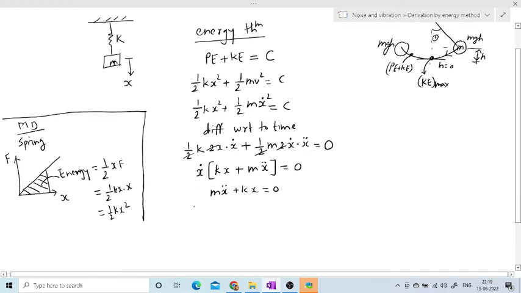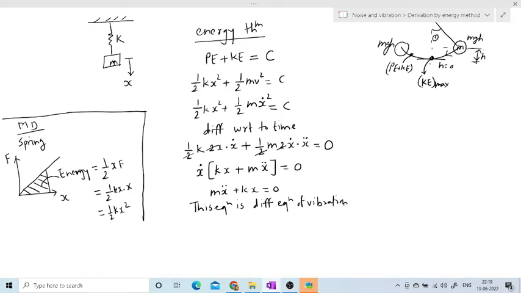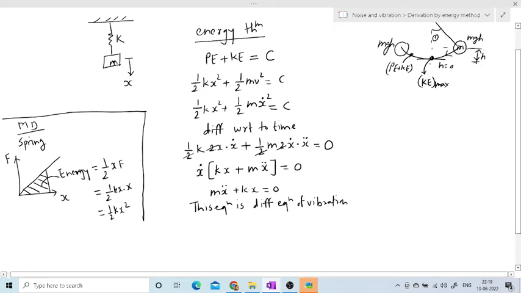So this equation is the differential equation of vibration. As in the derivation they have mentioned, write down the differential equation. So this is the differential equation. Now we know that any vibratory motion is with SHM. So I am going to write here the differential equation of SHM.